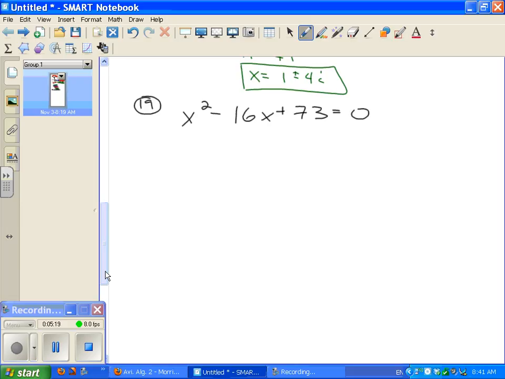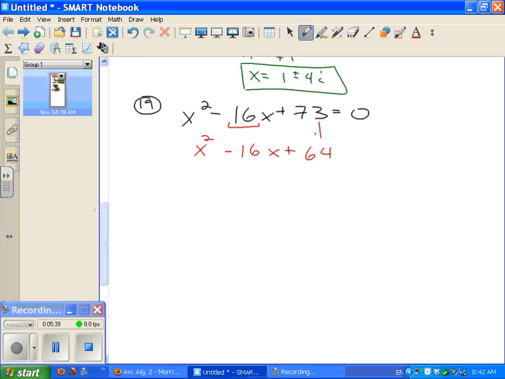But could I do the completing the square on this one? My leading coefficient is 1. It's positive. My b term is even. We can do this one. So if I take my b term and half it, I get 4. I'm sorry, 8. And if I square it, I'll get what? 64. So I'm going to get this.